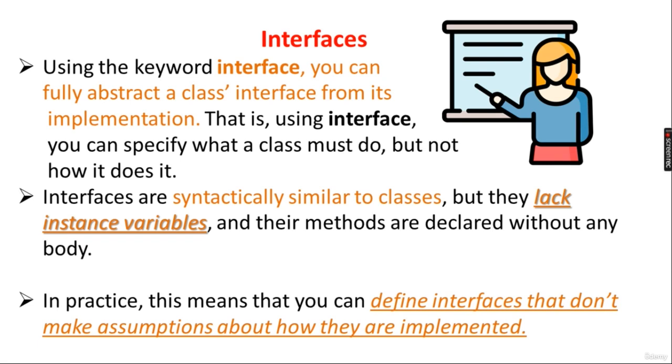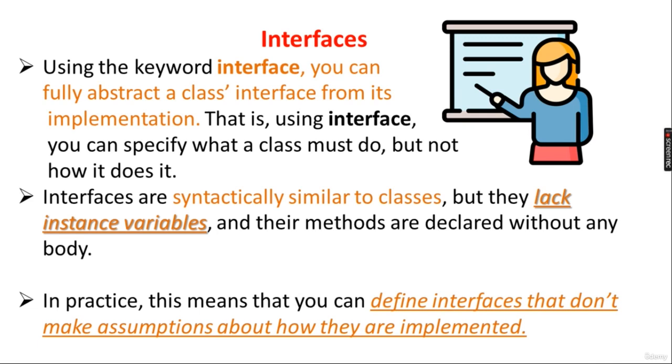Interfaces are syntactically similar to classes, but they lack instance variables, and their methods are declared without any definition or body. So instance variables or members like data types and variable names are not there in an interface. And whatever method you write in an interface, only its structure will be present, not the body, not the definition of the method, only the declaration, like an abstract class.